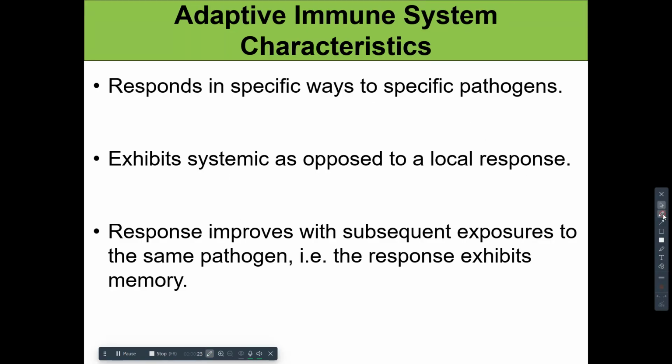The adaptive immune system is going to respond in specific ways to specific pathogens. So we're going to see there is not just a generalized catch-all response, one size fits all, but a specialized response created for specific pathogens. And this is going to be a systemic response.